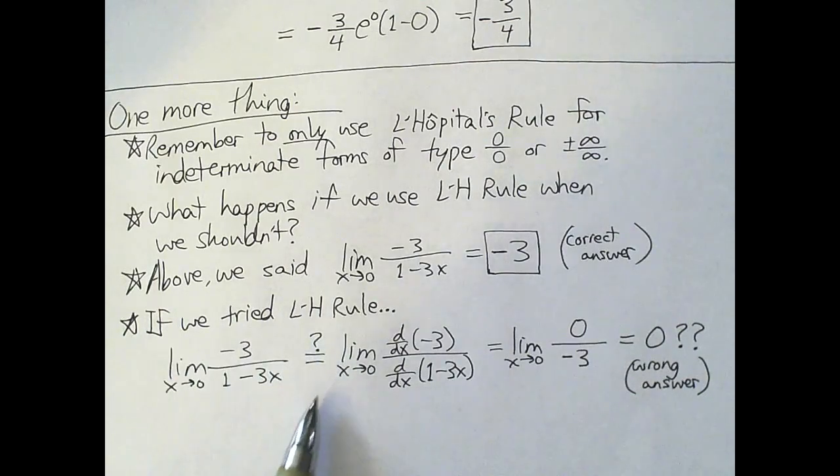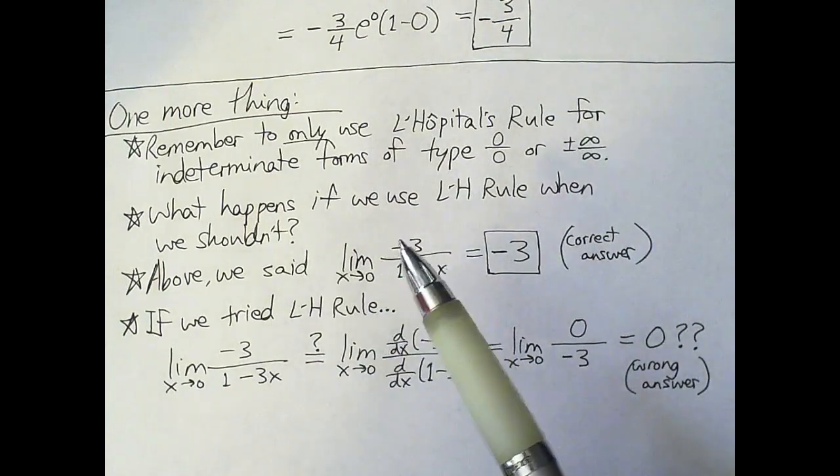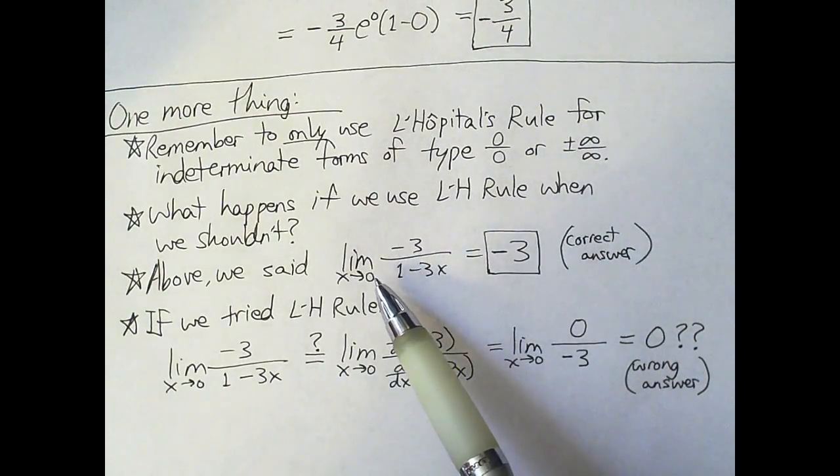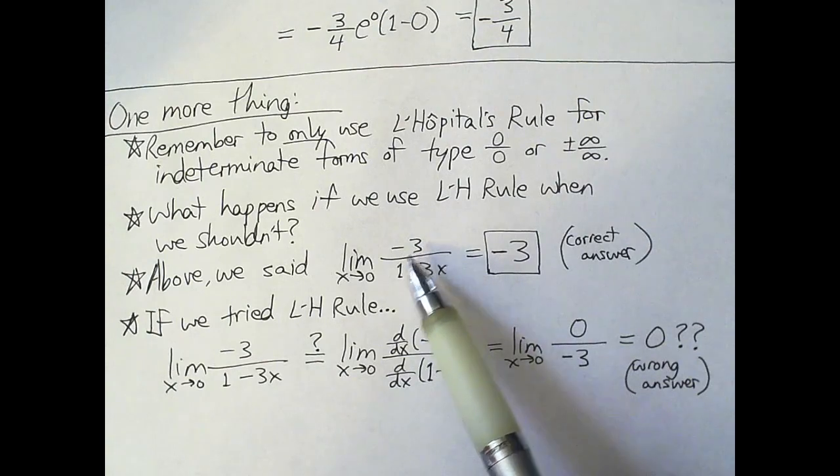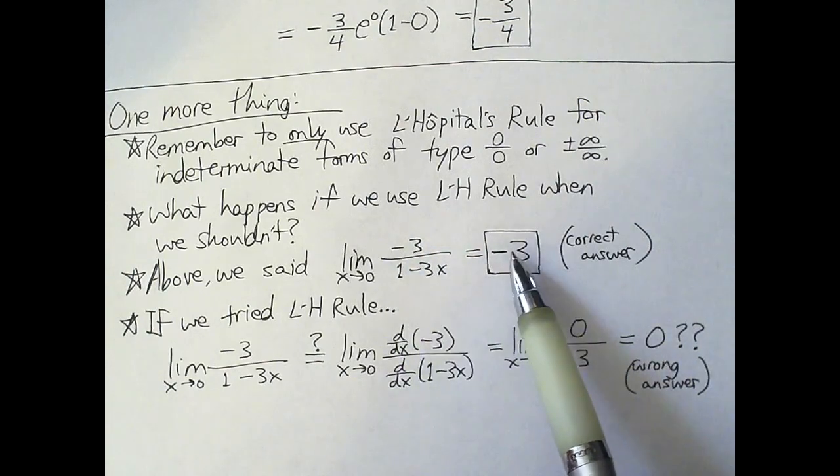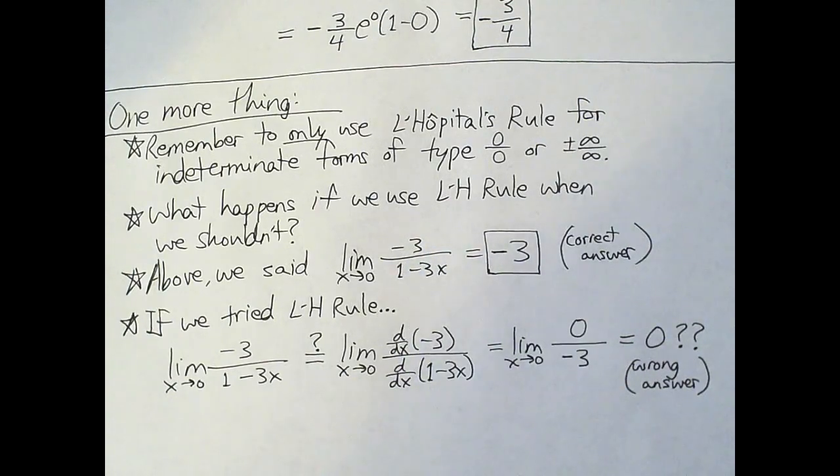If you get a problem that's something over something, you should determine, is this a L'Hopital's rule problem, or is this just something that's more straightforward? Numerator is -3, denominator is 1. Answer is -3. All right, so only apply L'Hopital's rule where you're supposed to.